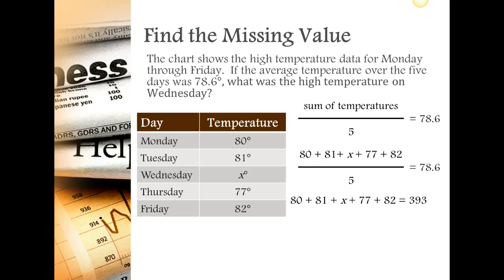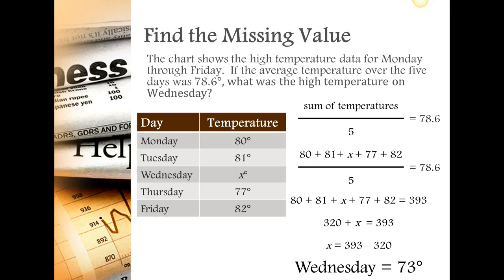Next, we can consolidate all the temperatures we know. This leaves us with 320 plus x on the left-hand side, and that is equal to 393. In order to solve for x, we can subtract 320 from both sides of our equation. When we do this, we are left with the missing value, and we learn that Wednesday's temperature was 73 degrees.